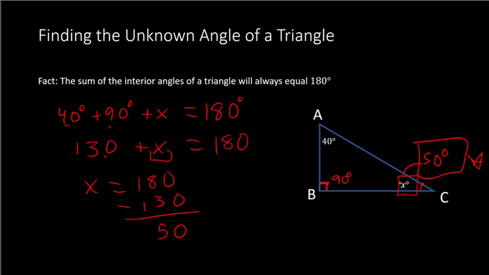And that's your final answer for x. And we can double check our work, because if we add all three angles together, 50 plus 40 plus 90, that would equal 180 degrees. So therefore, yes, we do have the correct solution.